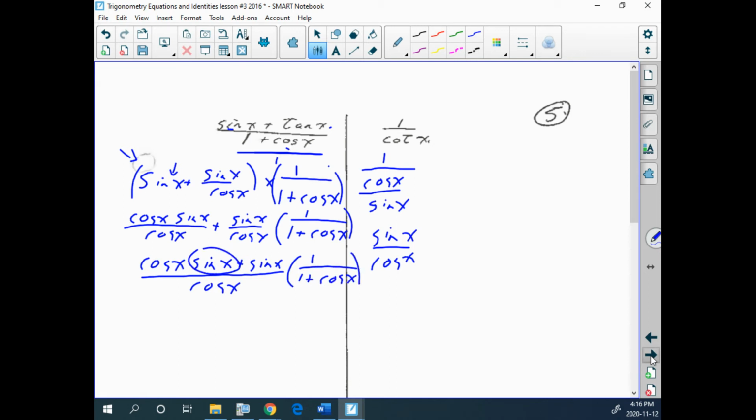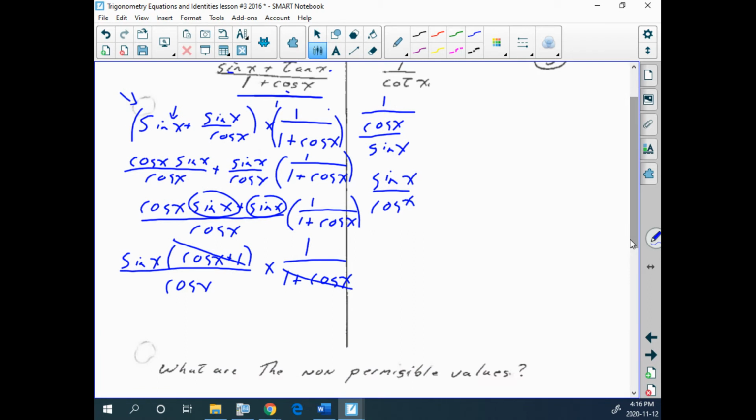I see a common factor. I'm going to take out that common factor of sine x, leaving me with cos x plus 1. That's all over cos x. And then over here, I have 1 plus cos x. Now, I see this. I have cos x plus 1, I have 1 plus cos x. They're the same because they're both positive, so they get to be crossed off, leaving me with sine x over cos x, which is exactly what I have on the right-hand side.